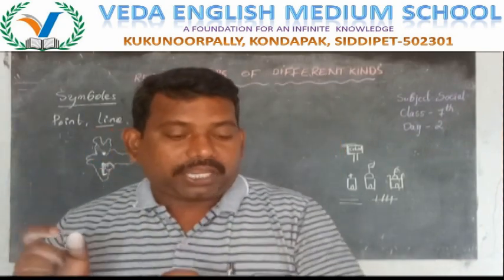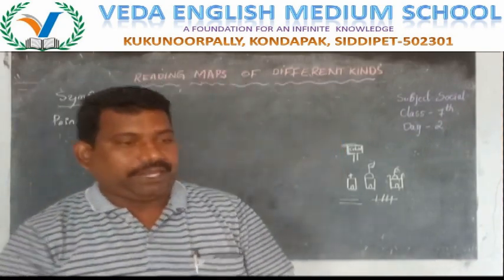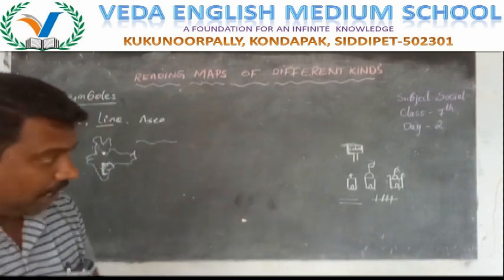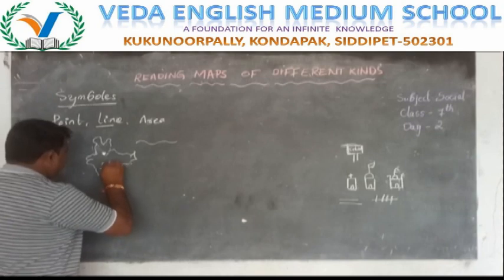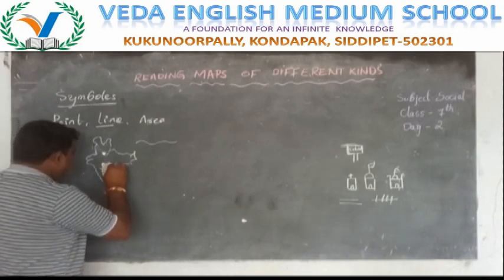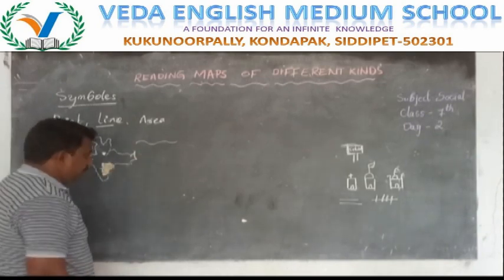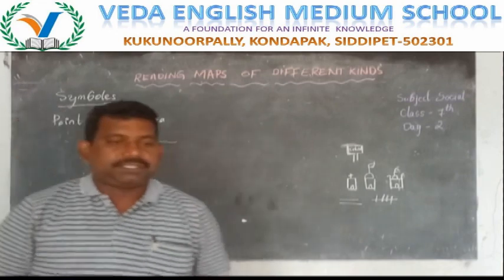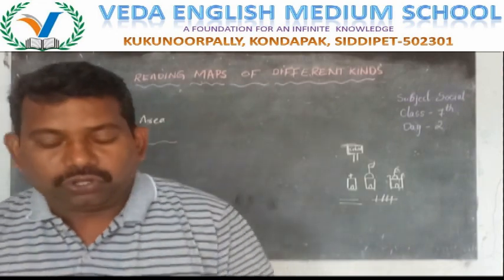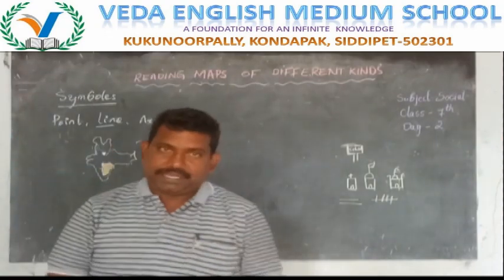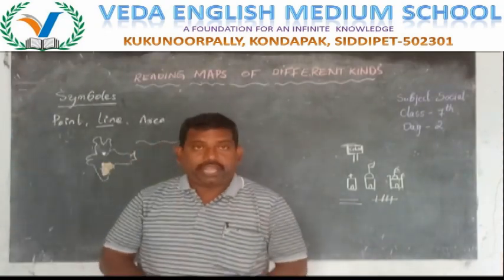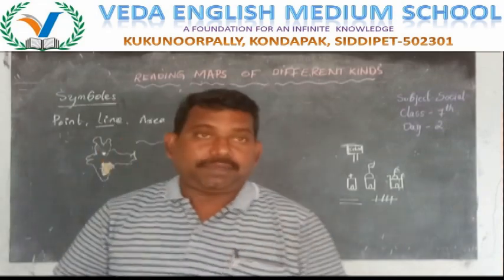We mark it with the color pattern. We apply some color here. We demarcate and we apply some color pattern here. Like this, we show the area on the map. How do we show the area? How do we use the area symbol?